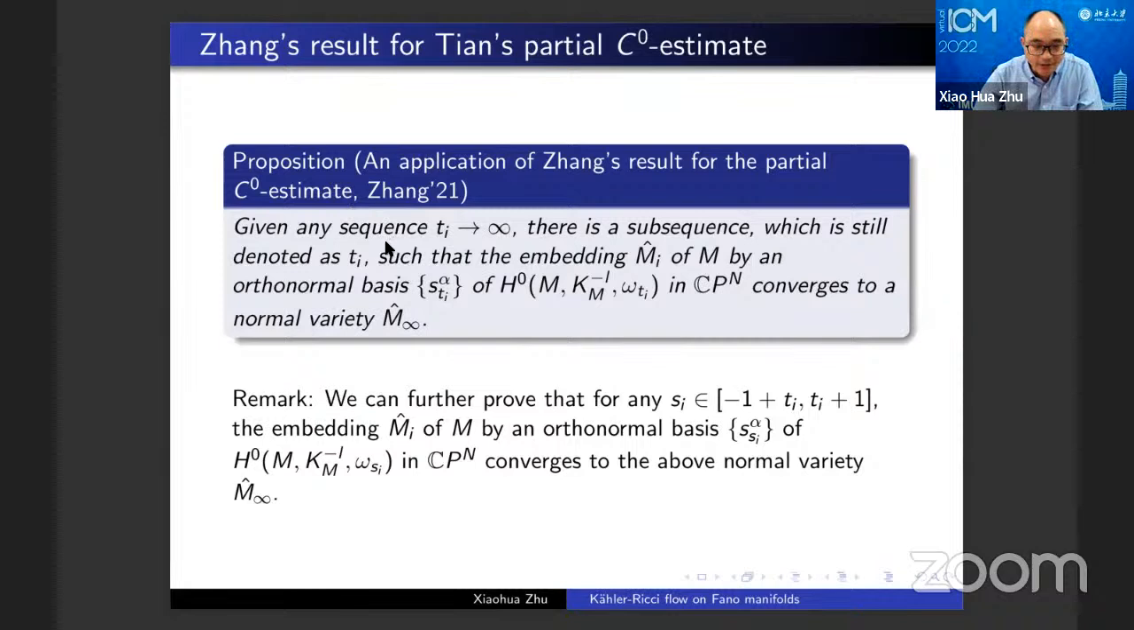So actually, for any sequence, there always exists a subsequence. Embedding by using an orthogonal basis of holomorphic sections, this will converge to a normal variety. This normal variety just appeared in our theorem, M infinity hat. But in our case, we shall further prove that Zhang's result holds for any sequence of intervals from t_i minus one to t_i plus one. So we can get a sequence of embeddings by using an orthogonal basis.